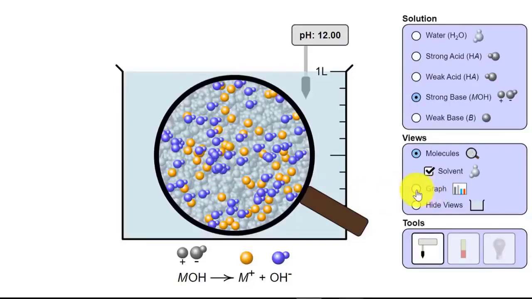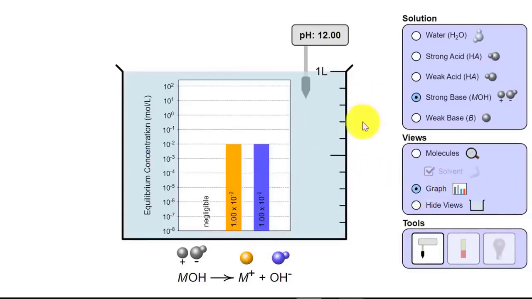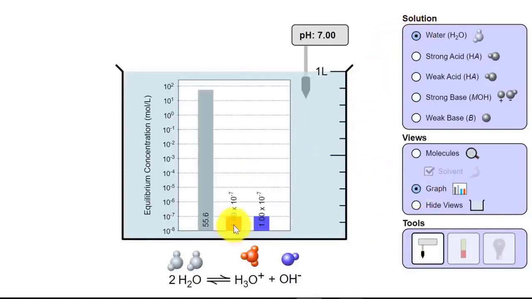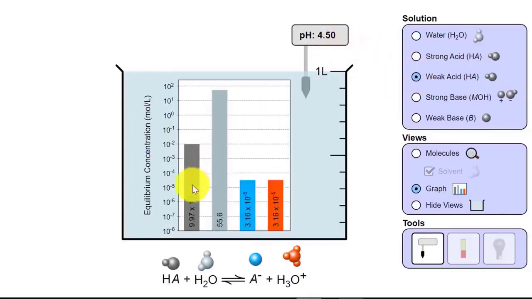Now let's look at the graph, okay? So here, let's have water. Notice how in pure water we have H3O+ equal to OH−, so we have the pH of 7. But let's look at a weak acid. Notice how this is an acid right here. This is the same amount of water. Look at that. There are still some of them.